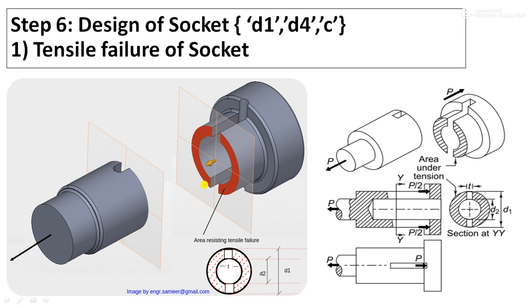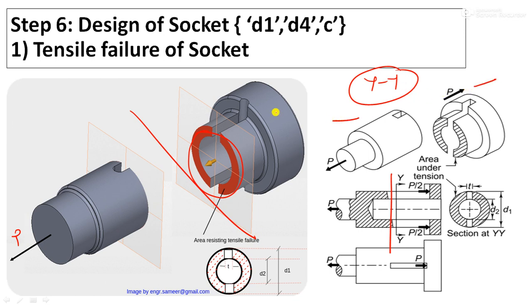Now first of all, as I said, when the plane of failure is perpendicular to the direction of the force, the failure is tensile. So what is the weaker section? This section YY is the weaker section, you can see here. It is a section where there is a hollow portion in the socket, where the spigot is fitted or inserted. So that is the weaker section. Now because of this force P, what will happen? Due to the tensile stresses, this socket will break into two pieces. You can see in this figure also.